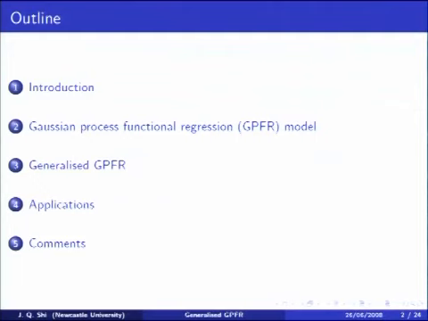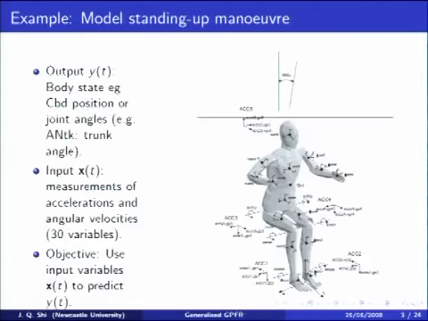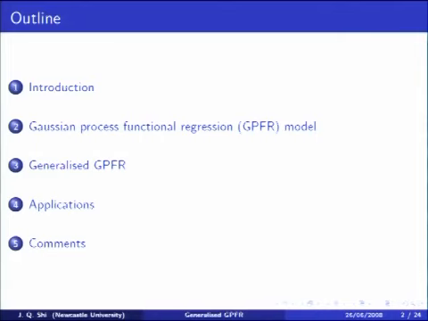First of all, I will discuss a simple motivating example and say a few words about the Gaussian process regression model, and then discuss the Gaussian process functional regression model. This is for a continuous functional response variable, and the generalized GPFR is for functional categorical data. And then I'll show you some results and give you some comments.